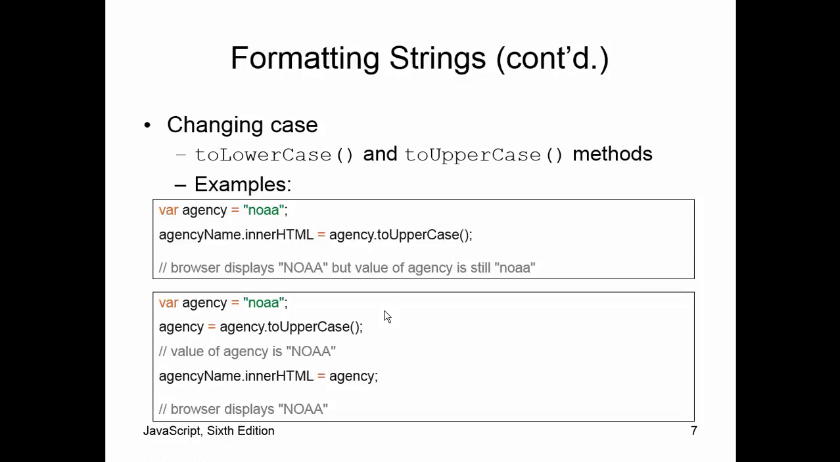toLowerCase, toUpperCase. I end up using this all the time. So notice here we've got agency equals NOAA, and we say agency equals agency.toUpperCase. So we're calling the toUpperCase string method, which will convert this to this.